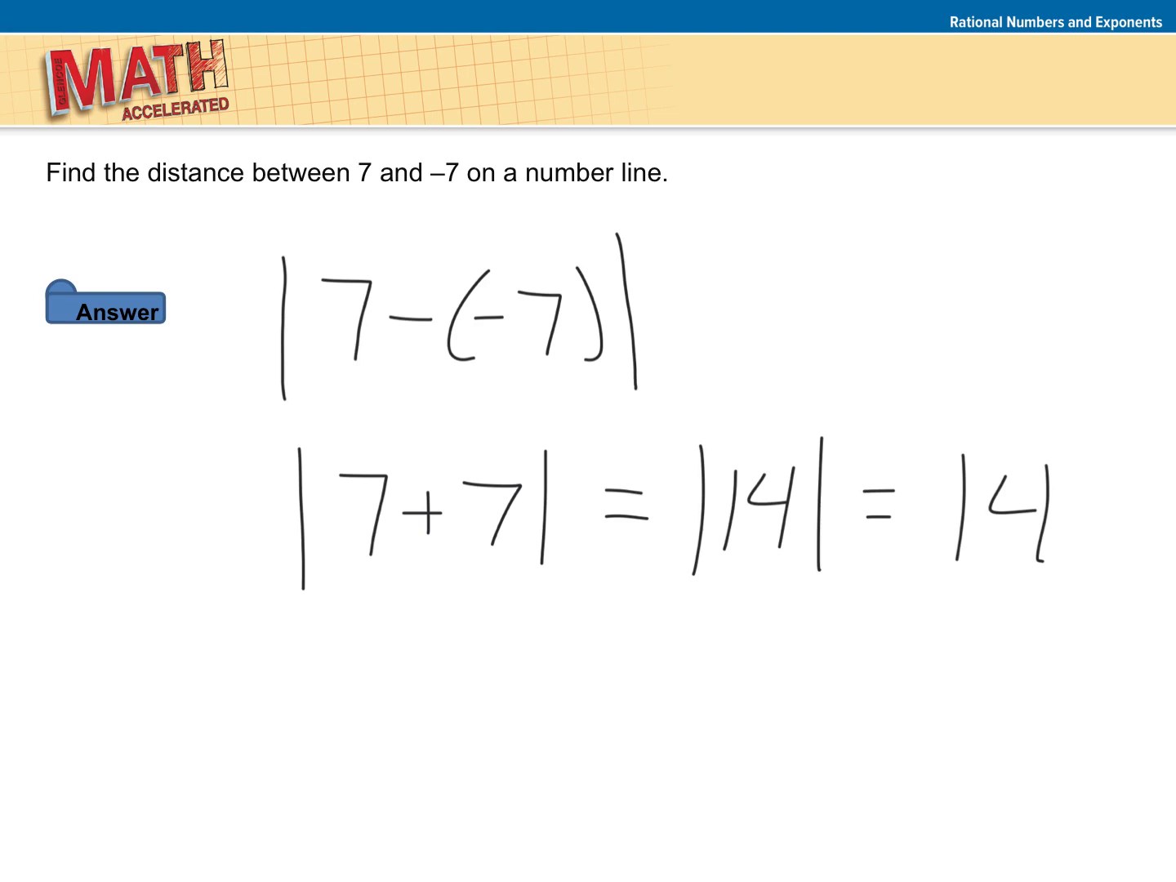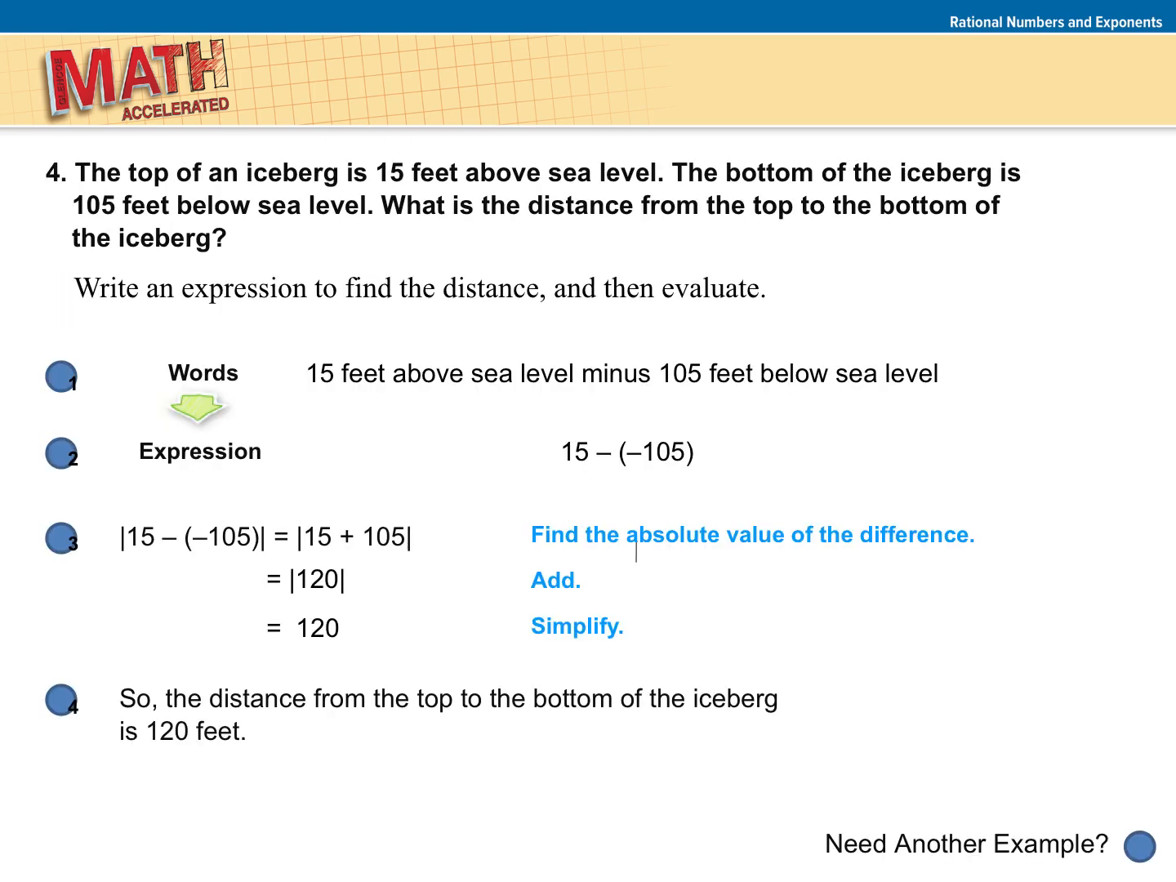Okay. Finding distance on number lines. Use that absolute value thing to help you out. Are we okay with that? All right, some word problems.